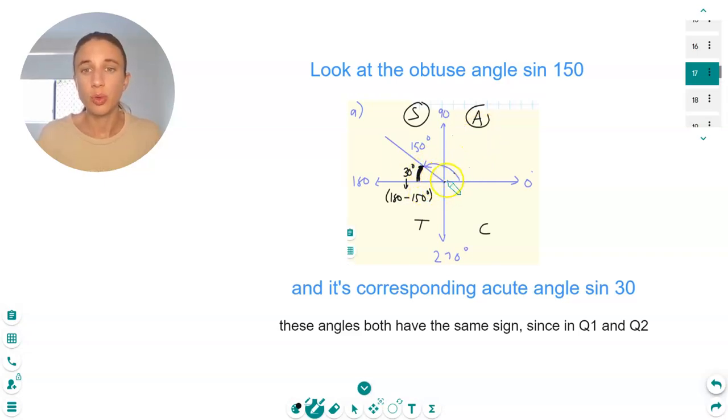Now, acute angles will always lie in that first quadrant, right? So we could replot this acute angle here and say that that's 30. And they have the same value, the same value as you look across. Sine is positive here and sine is also positive here. Its corresponding acute angle to sine 150 is sine 30. So we can write it like that. This is the acute angle. This is the obtuse angle.